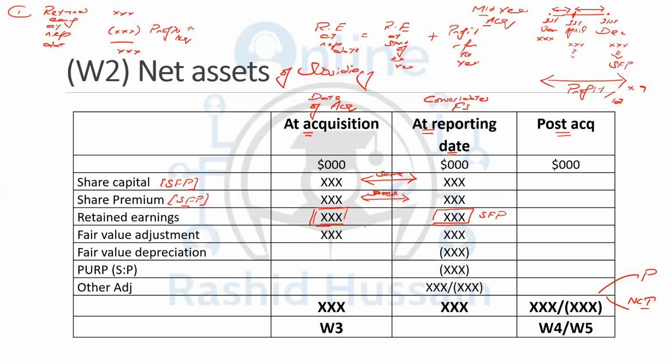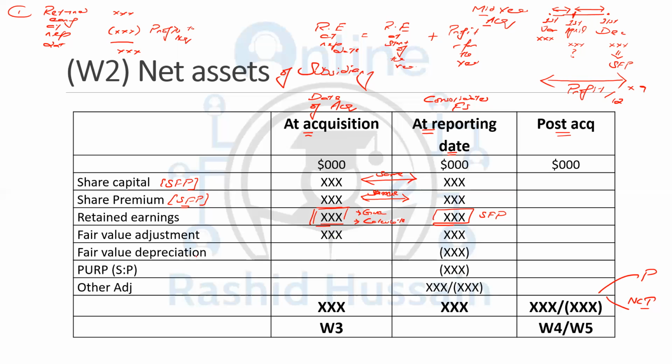So this is the most important point. Either it's given in the exam, which is the best case, or in other cases, you need to calculate it. When you're supposed to calculate it, that means it's a mid-year acquisition.